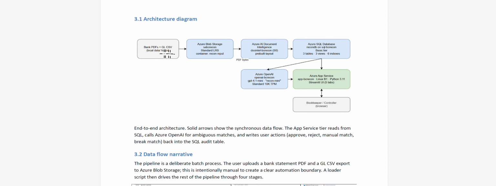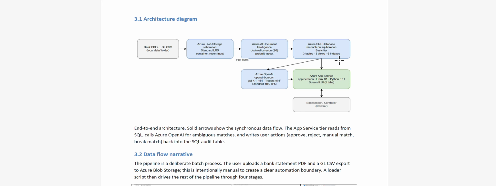So we've got the bank statements and the general ledger CSV. Those are loaded into blob storage in two different folders, and then they are pulled into AI Document Intelligence, which I was able to use pre-built for the PDFs because it's really a pretty simple table format in the bank statements. And then the GL is a CSV, so there's not really anything to do there, right? So just the pre-built layout worked for the bank statements.